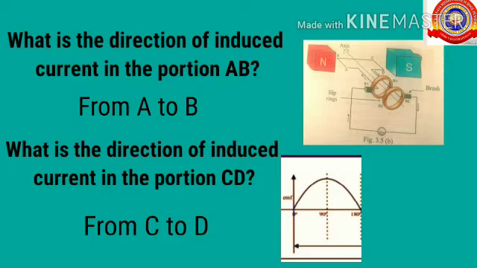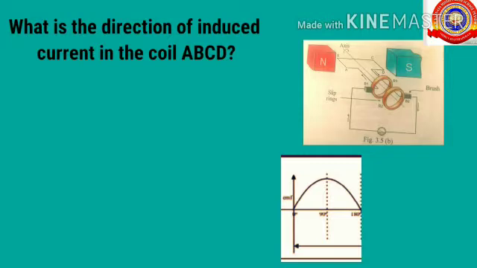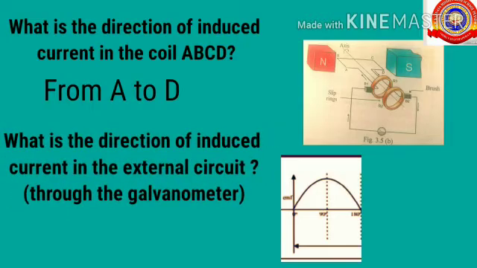So what is the third question? What is the direction of induced current in the coil ABCD? Here we are going to find out the direction of induced current in the coil ABCD. It is from A to D. So what is the direction of induced current in the external circuit through the galvanometer? Yes, it is from brush B2 to brush B1.